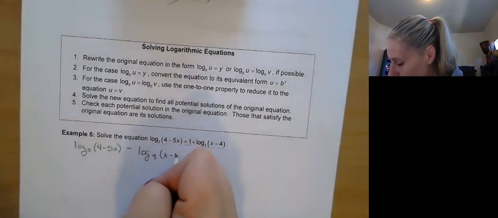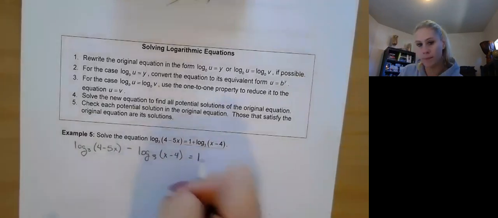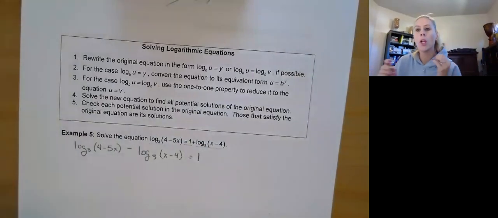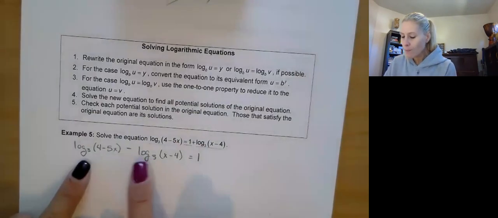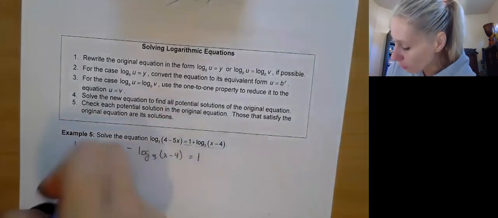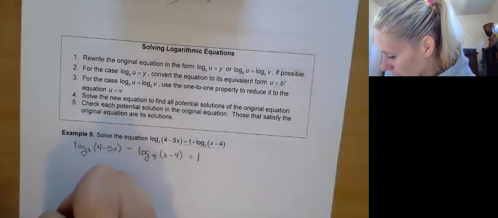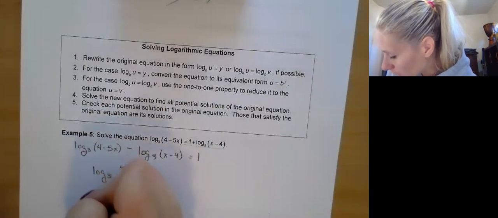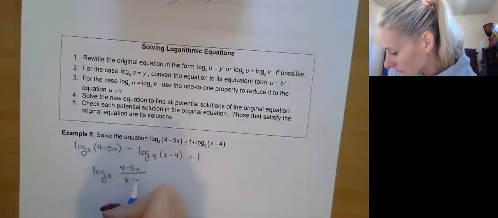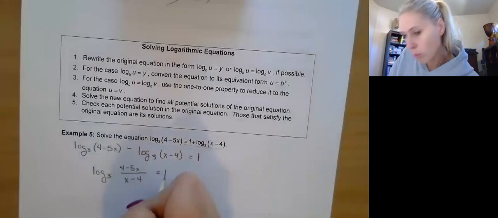X minus 4 equals 1. Okay, next thing. Where do we go from here? You cannot get rid of a log until there is only one log there, and I see 2. We have a log minus the log. How can we change that? Well, minus means division. So to condense out, we get log base 3 of 4 minus 5x all over x minus 4 equals 1.